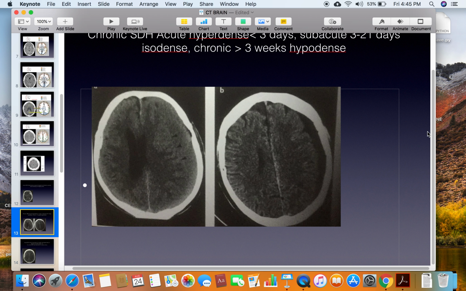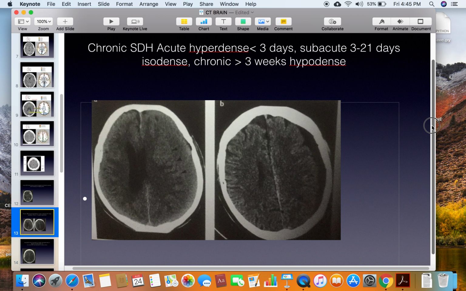Here is another example of a chronic subdural hematoma, and when we define it in terms of the chronicity, acute subdural is hyperdense or high density, which is less than 3 days. Subacute is 3 to 21 days, which is the same density as the rest of the brain, and chronic is more than 3 weeks, which is less density.